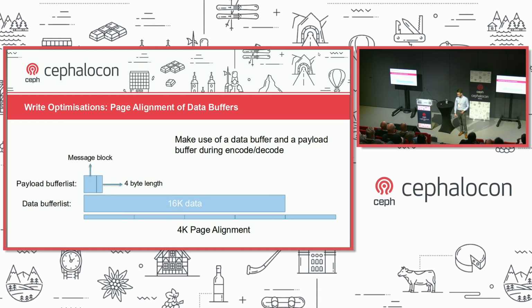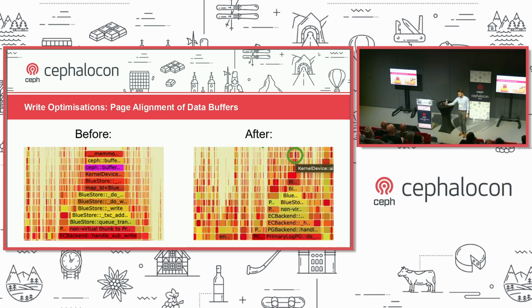So we have come up with a fix for that. Instead of having one buffer now, we have two buffers. We have a payload buffer, and that includes all the information about the data itself and the structures and the length. And then the actual raw data itself is just included in a buffer alone. And that actually improves things a lot. I can show you an example here. I've got two flame graphs here.